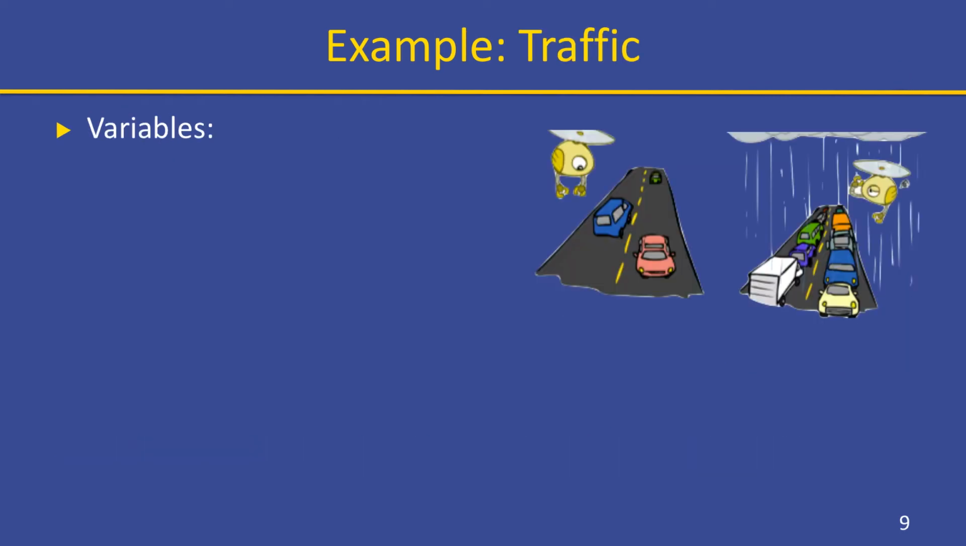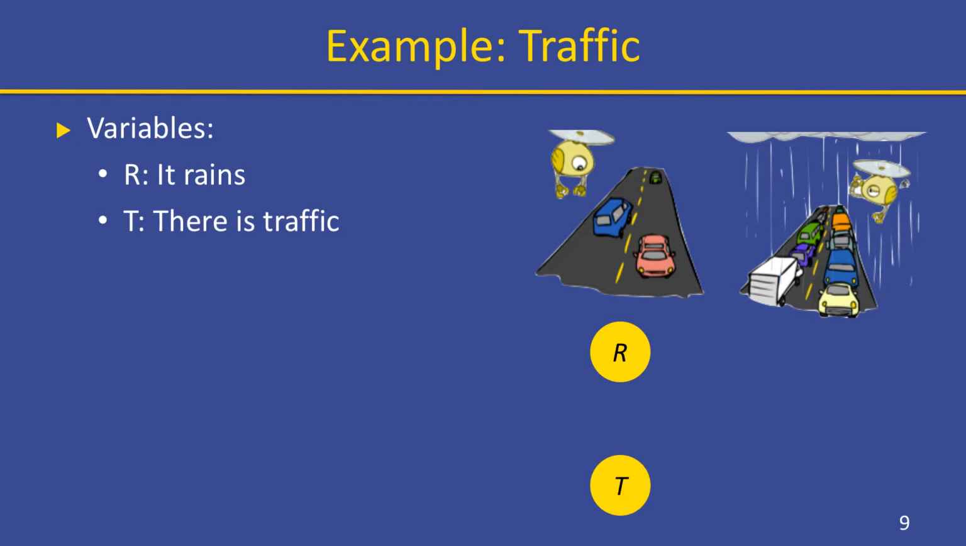And here's another more interesting example. Our random variables here are R for rain and T for traffic. So each random variable gets a node in our Bayes net. Where do we draw the arcs? So in our model here, rain causes traffic. So we draw an arc from R to T.